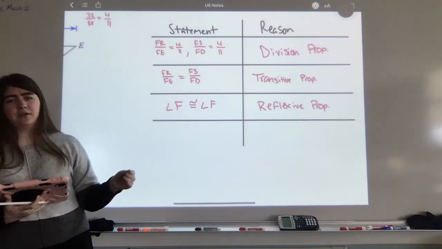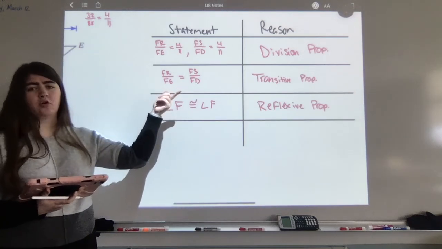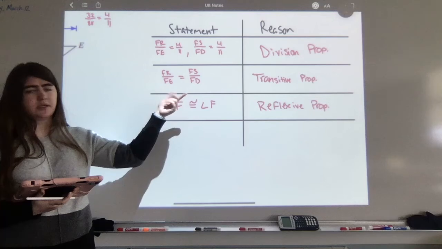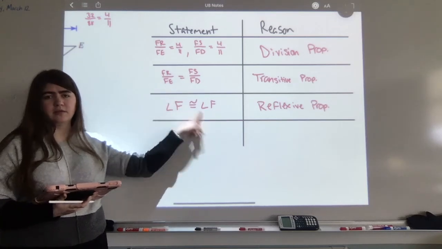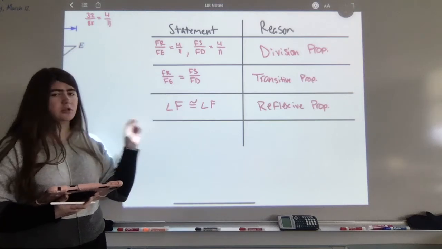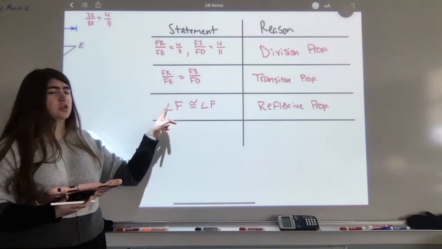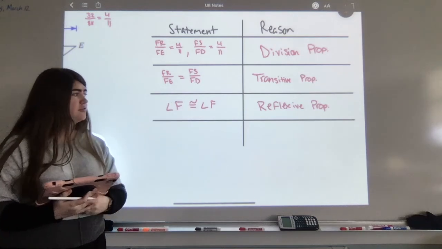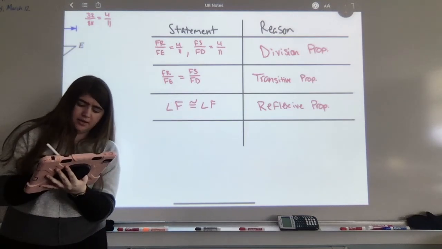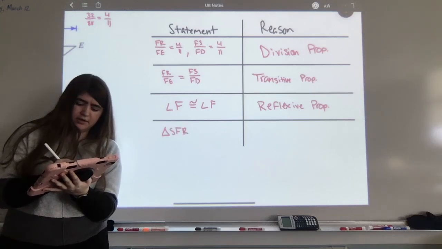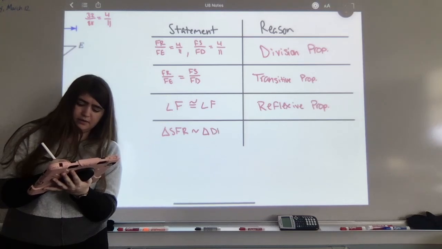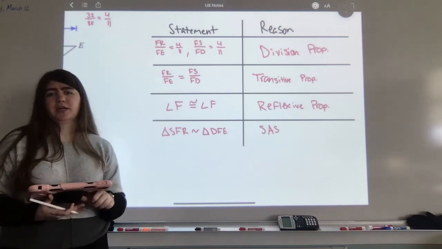And that allows us to say that I have two sets of corresponding sides that are proportional, and I have one shared angle between the two, and their corresponding angles are also congruent. So therefore I can say that triangle SFR is similar to triangle DFE by the side angle side triangle similarity theorem.